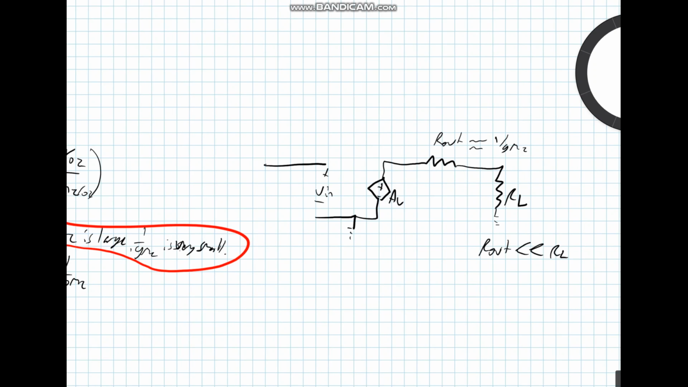Condensed into one, we have an R out that's roughly equal to 1 over gm2, and our load is about 4 ohms or 10 ohms, 100 ohms, depending on the speaker. And this gives us our best case of a good amplification and a very small output resistance.